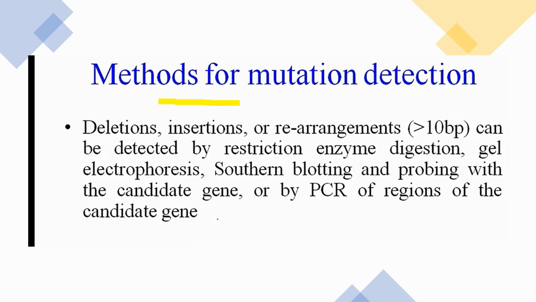Now how can we detect mutation? Deletions, insertions or rearrangements can be detected by restriction enzyme digestion followed by gel electrophoresis, Southern blotting and probing with the candidate gene, or by PCR of the region of the candidate gene.